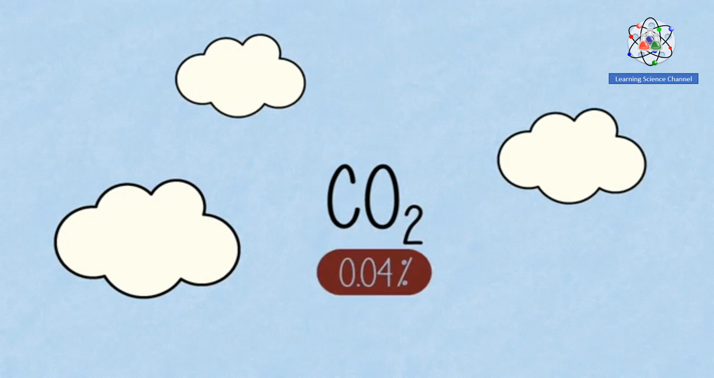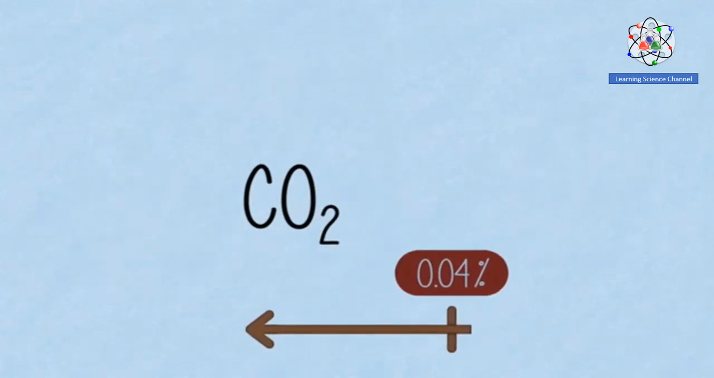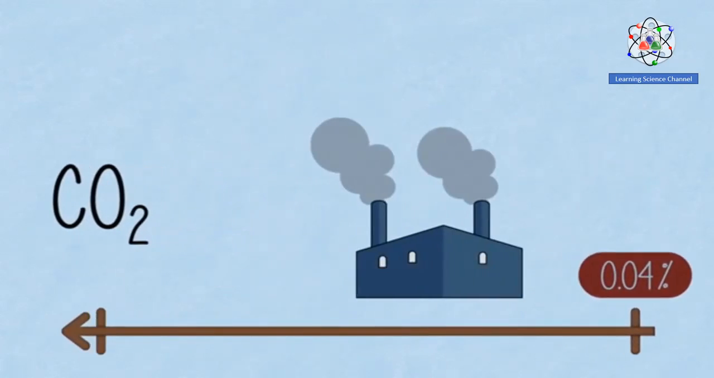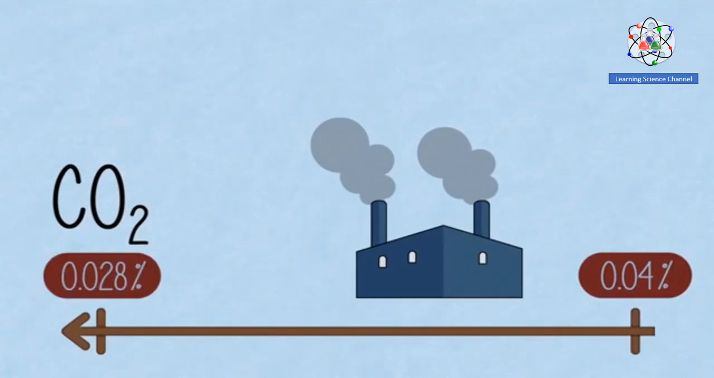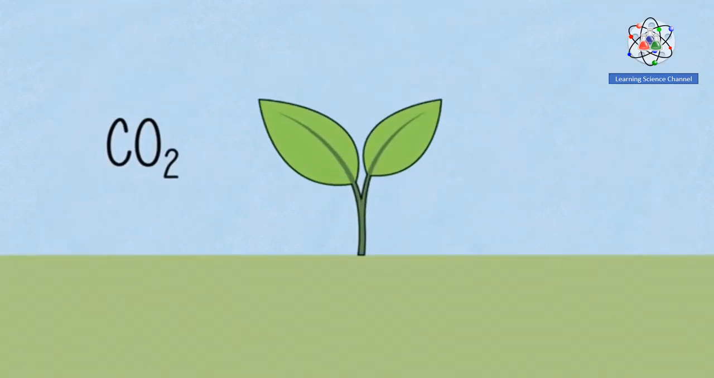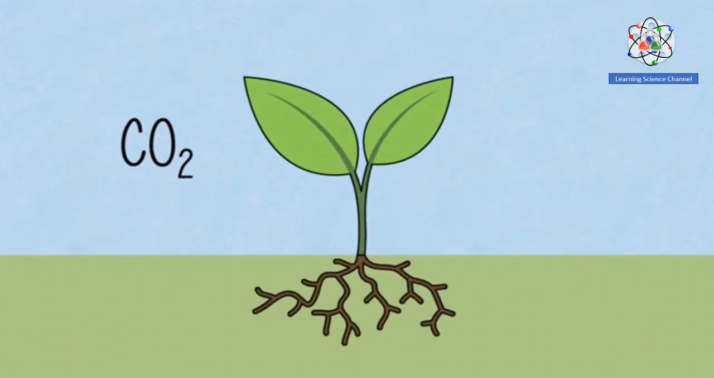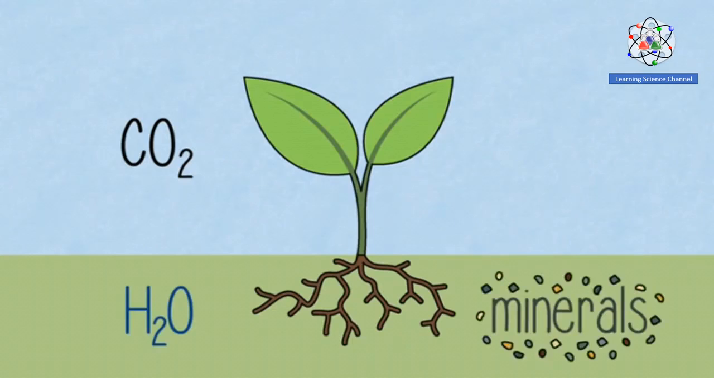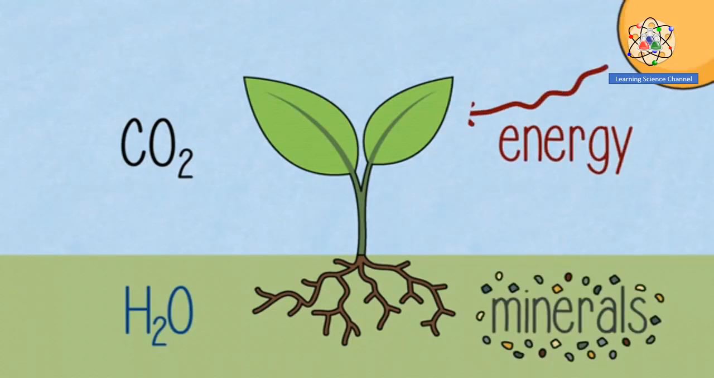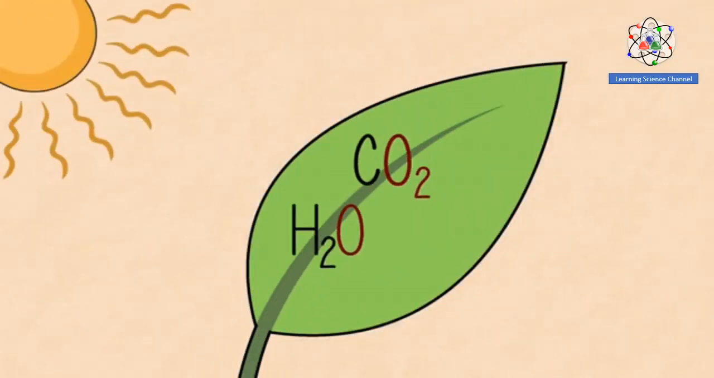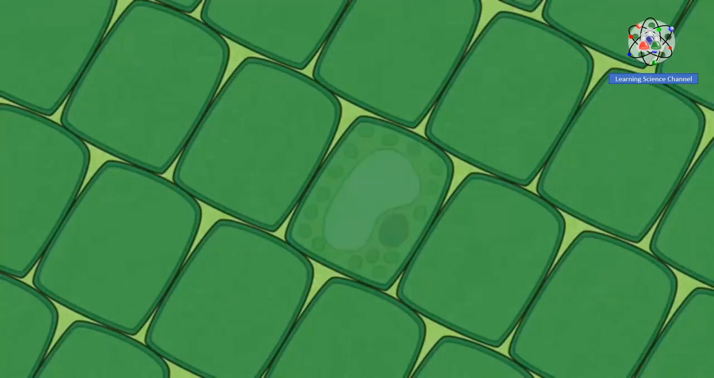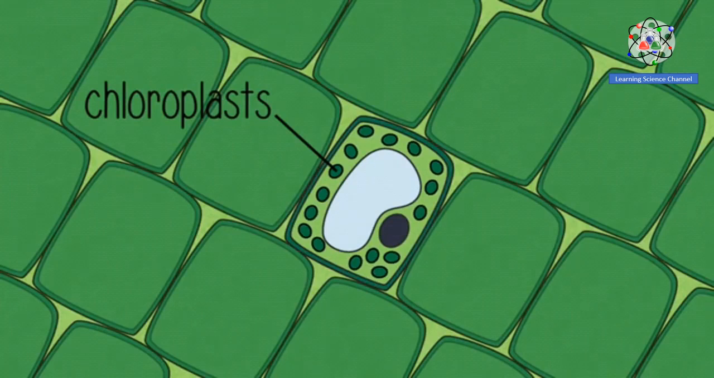Well, the air contains nearly 0.04% carbon dioxide. But hundreds of years ago, before we started using fossil fuels, it was only 0.28%. Not much, you might think, but enough to enable plants to build up all the structures they need with a little help from the water and minerals they take up from their roots and energy from the sun. Plants use the sunlight to pull oxygen away from water and carbon dioxide, allowing the plant to capture the carbon. This happens in the green chloroplasts found in the leaves of plants.